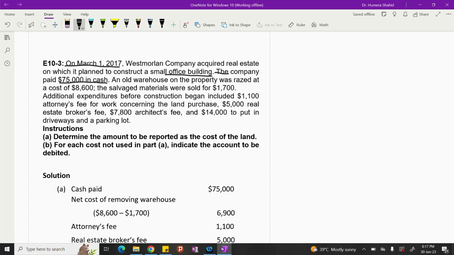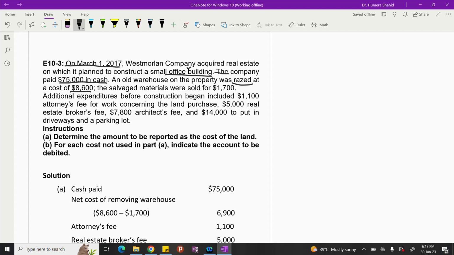An old warehouse on the property was razed. Razed means you removed an old warehouse, because in the presence of that warehouse, you cannot construct the office building. So an old warehouse on the property was razed at a cost of $8,600. You have paid this money to the company for breaking down that old warehouse on your land.